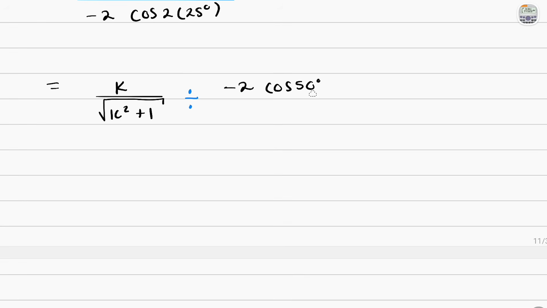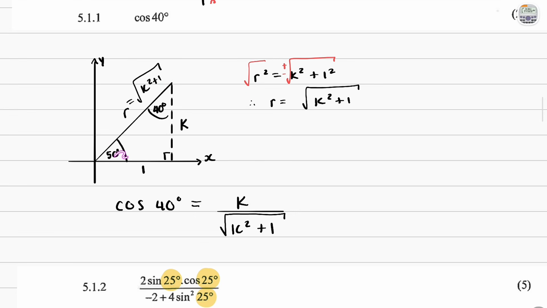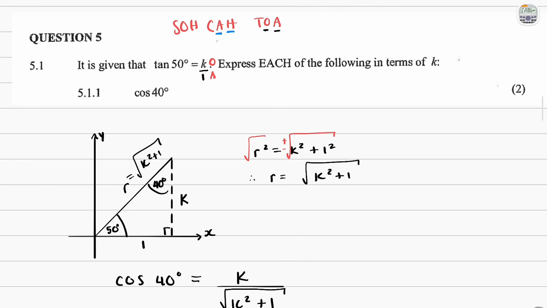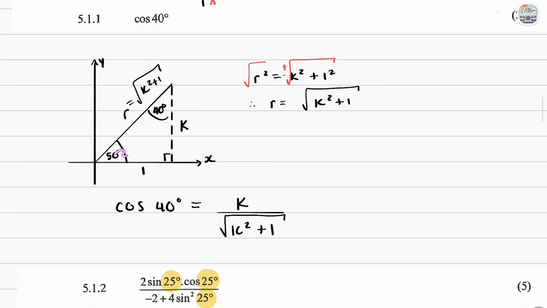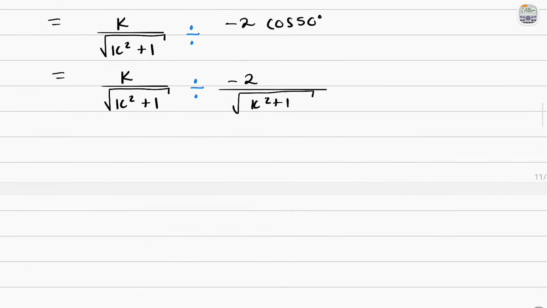I'll just rewrite this first. Now we need to find the value of cos 50 degrees. So this is negative 2 and then cos 50 degrees using our diagram. Here's 50 degrees. Cos is the adjacent side over the hypotenuse. The adjacent side is the 1, over the hypotenuse, which is that. So this is 1 over root k squared plus 1. These are multiplying since they're next to each other, so they become negative 2 over that denominator of root k squared plus 1. Now we are dividing.